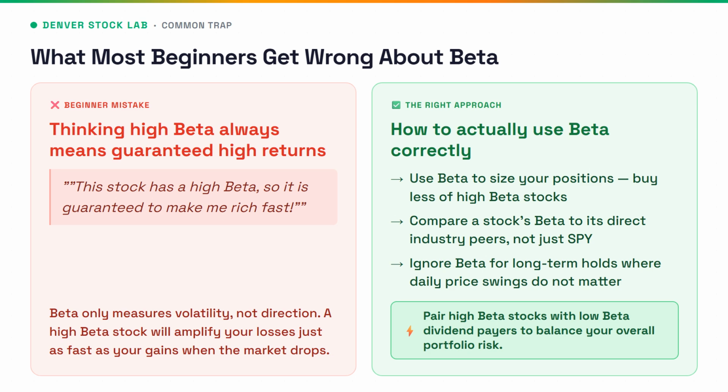Imagine an investor named Alex. Alex has saved up $5,000 to start investing. Alex hears about the artificial intelligence boom and sees that SMCI is skyrocketing. Alex looks at the chart, sees the massive gains, and decides to put all $5,000 into SMCI.